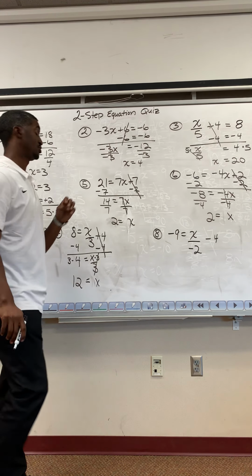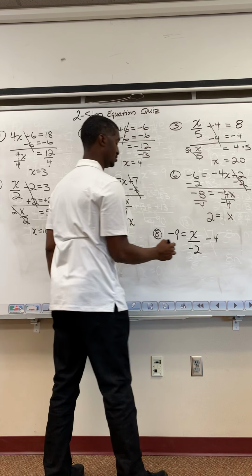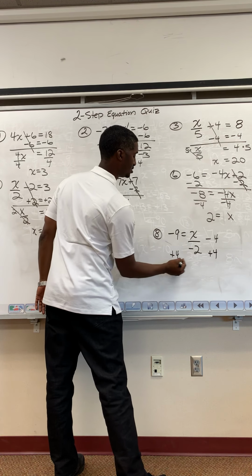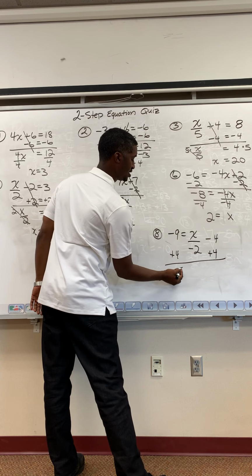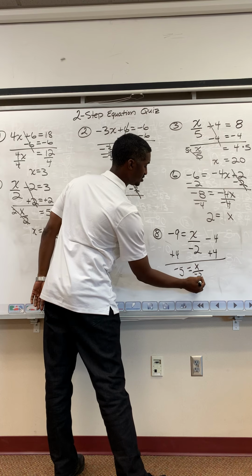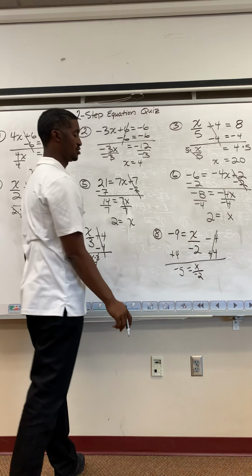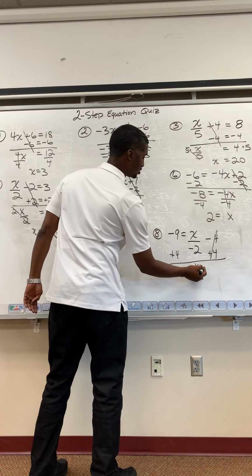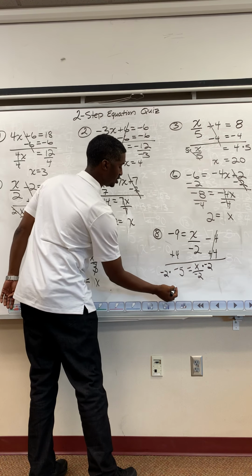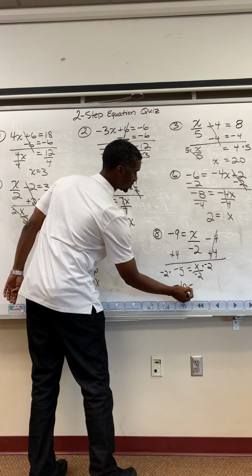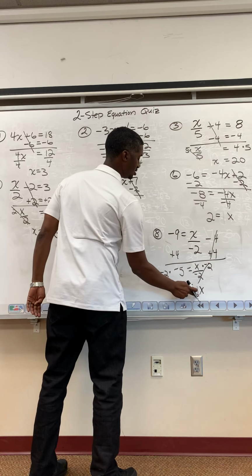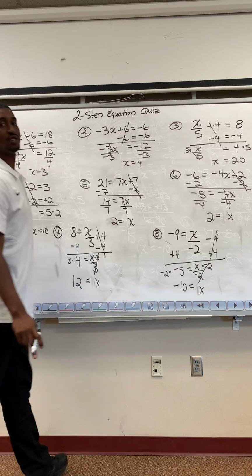And our last problem, which was number 8 on the quiz, we're going to add 4 to both sides. This is going to leave us with negative 5 is equal to x divided by negative 2. That becomes 0. Then we're going to multiply both sides by negative 2. And we're left with negative 10 is equal to 1x. But again, we don't need the 1. So x equals negative 10.